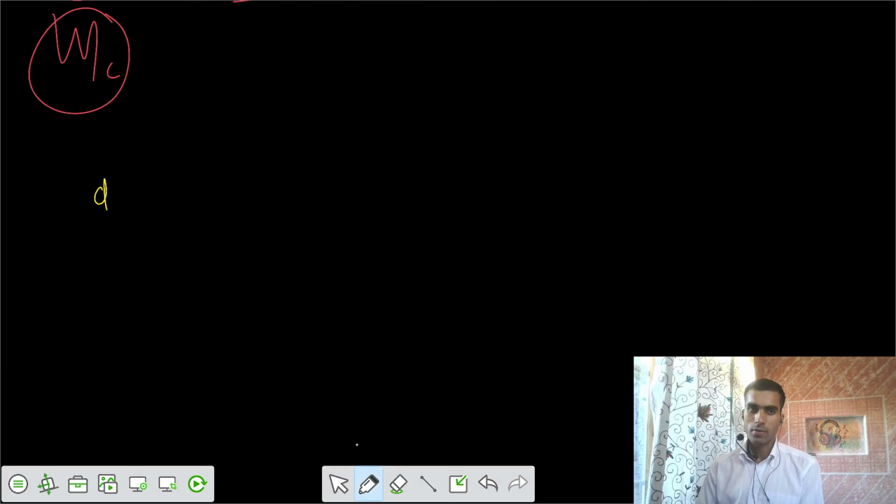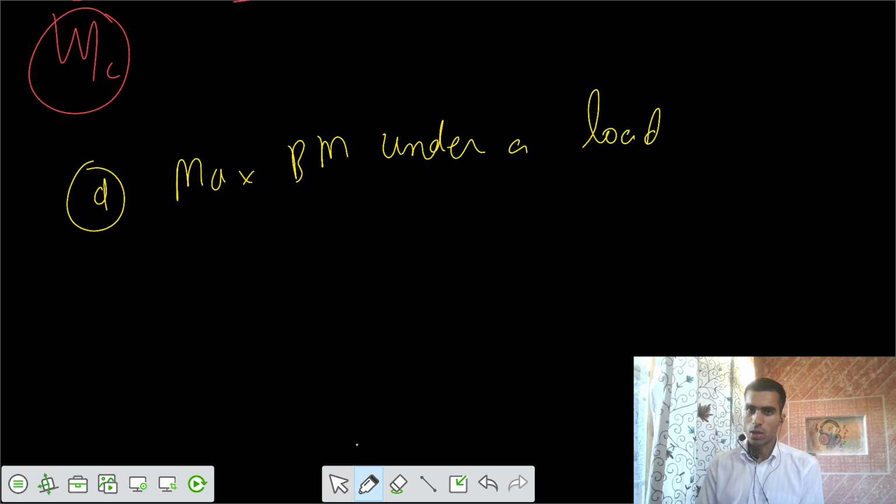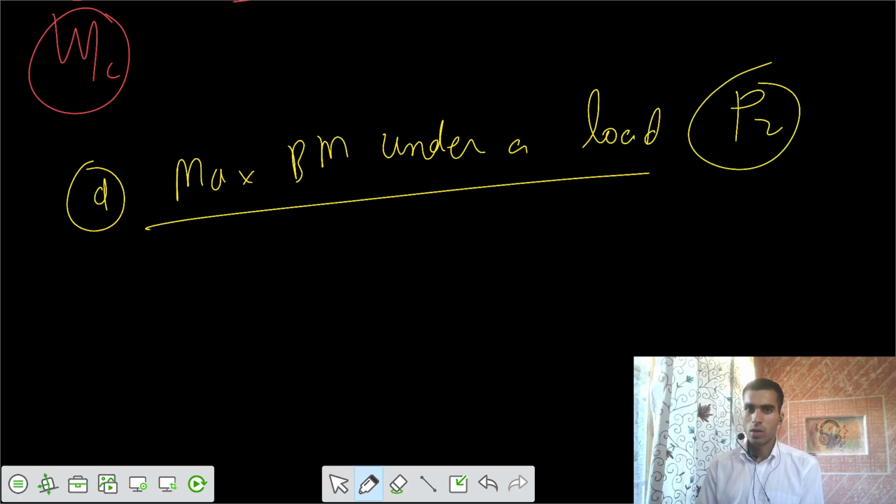Now part D, that is we have maximum bending moment under a particular load. Now let's say particular load is P2. We want to say what is the maximum bending moment we can have under a particular load P2.